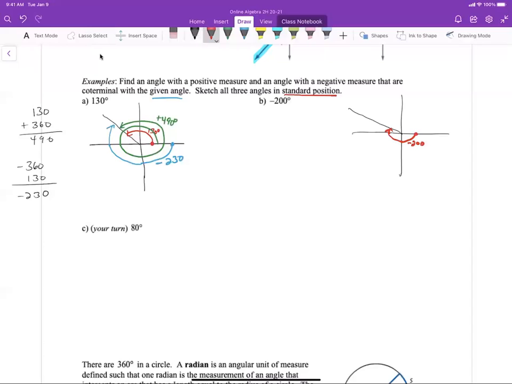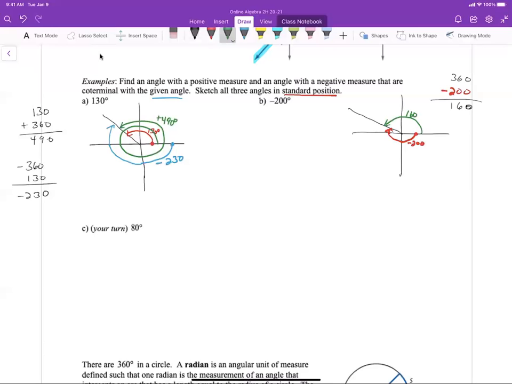And then I have to take my negative 200 and add to it 360. So we're going to do that. That's a 0. That will give me negative 3 minus 2 is 1. So if I add, I get a positive 160. And so we'll draw that one and it'll look something like this.